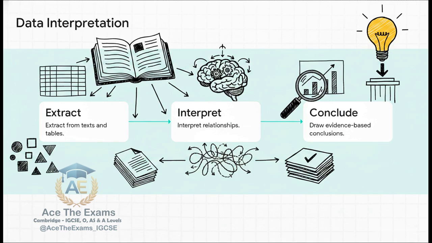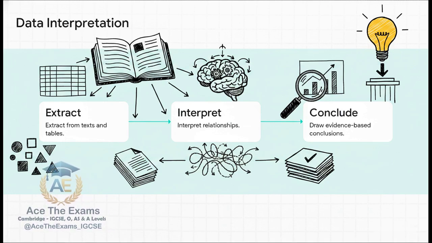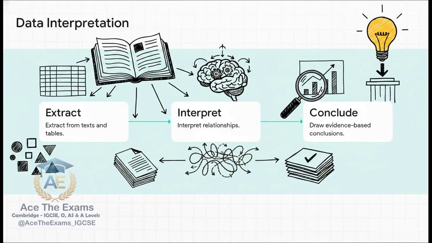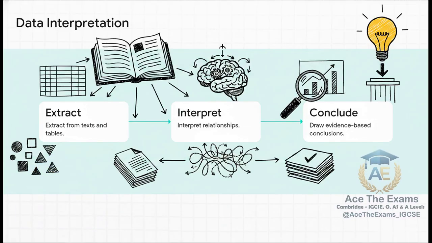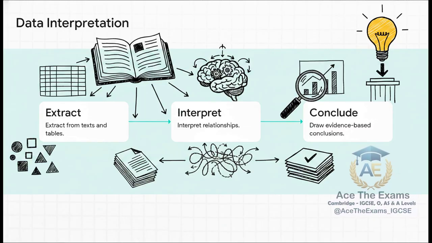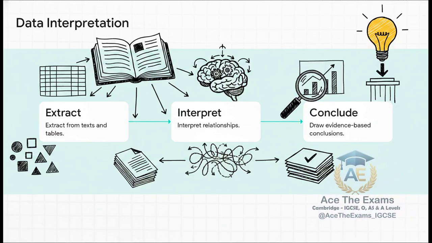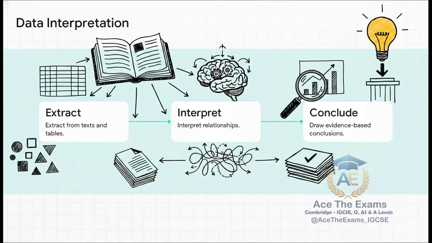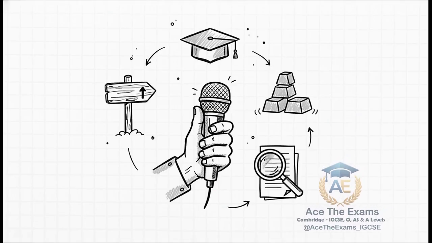Step 2 is interpretation. You must interpret the relationships between those facts. You have to explicitly state to the examiner why point A causes point B, rather than just hoping they connect the dots for you. Step 3 is drawing evidence-based conclusions. Pitch a final thought entirely anchored in the data provided. If your conclusion isn't backed by the hard evidence in the text, your proposal is automatically rejected. Let's move on and see how this builds into your actual delivery.